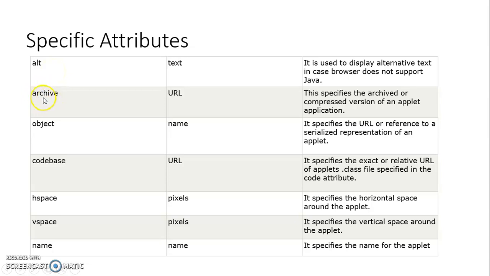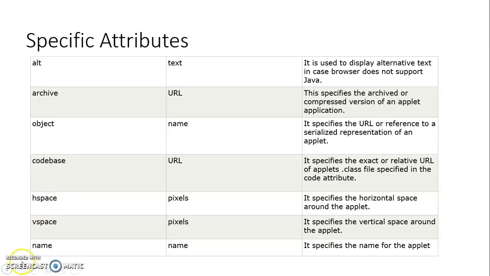Next is your archive attribute. It is used to archive or compress the version of the applet application. Next is the object attribute. It specifies the URL or reference to a serialized representation of an applet. Next is codebase. It specifies the absolute or relative URL of the applet .class file specified in the code attribute.